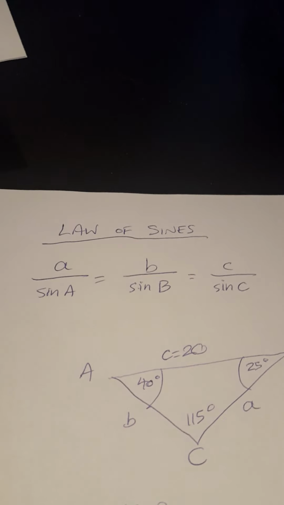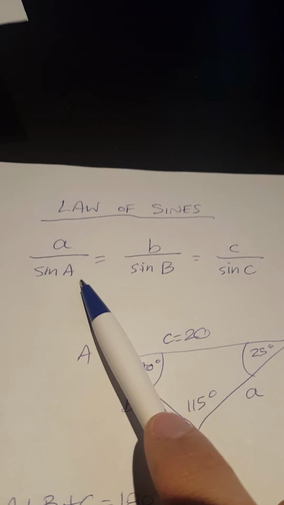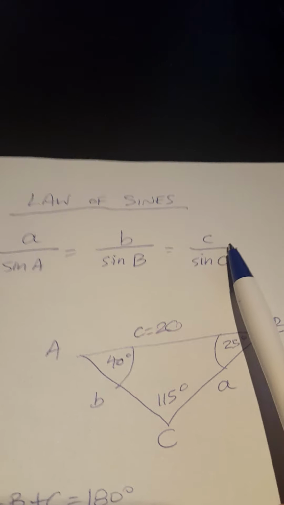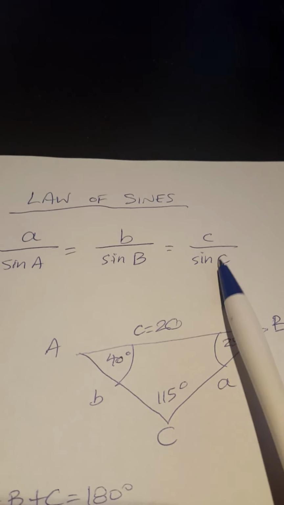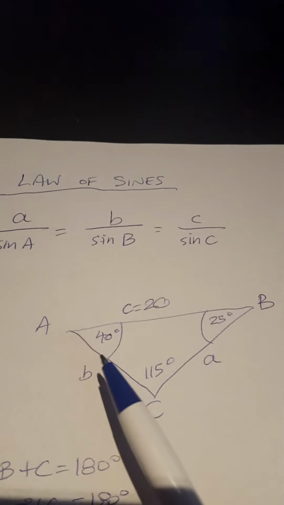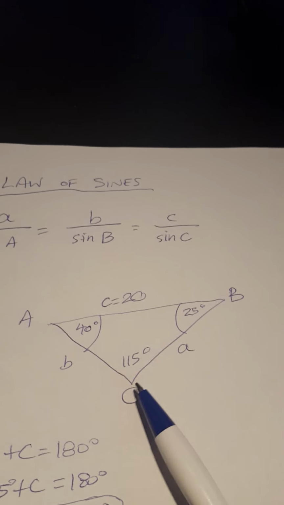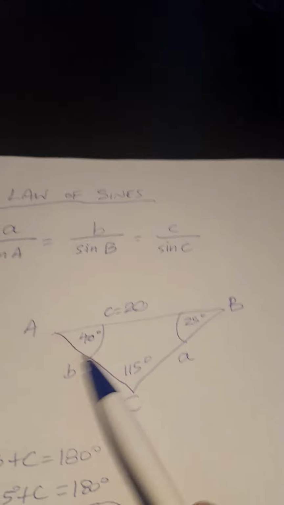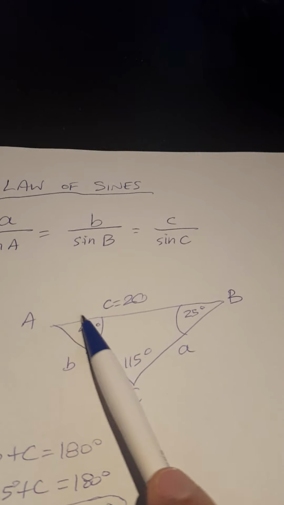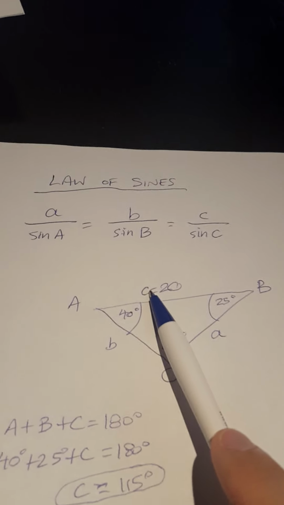Okay, so in this here, this is where you have side A over the sine of angle A equals side B over the sine of angle B, and that's going to be equal to side C over the sine of big C, angle C. So let's say in this example, we're given that angle A is 40, angle B is 25 degrees, and then we're given the side of C is 20. This is little c, by the way.